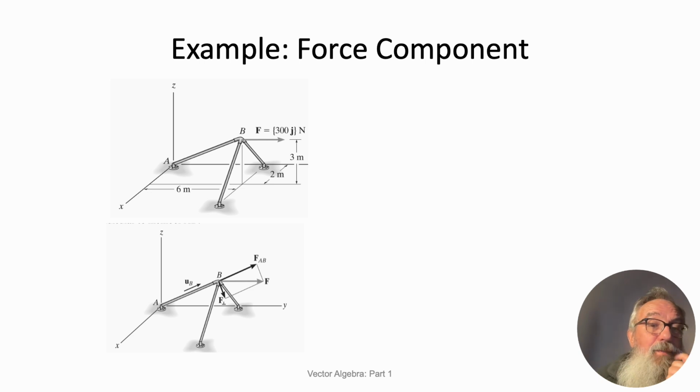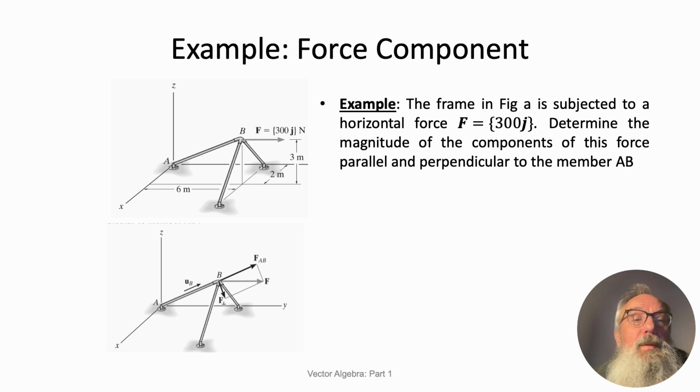So here's a slightly more sophisticated looking example. It's no more difficult than the last two examples we've got. So we've got this example of a frame like this. The frame is subject to a force 300J, so it's just acting in the y-axis direction. Determine the magnitude of the components of this force parallel and perpendicular to the member AB. So AB is here, so we want to have force continued on in that direction.